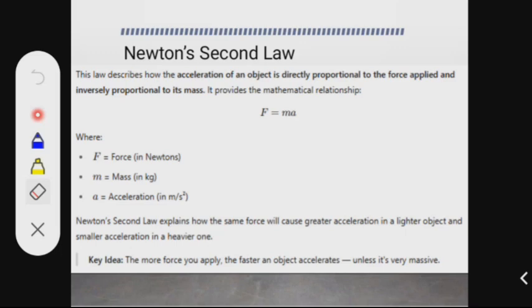Now this law explains how the same force will cause greater acceleration in a lighter object and smaller acceleration in a heavier one. What this sentence is saying is, from this formula, assuming our force is 10 and our mass is 2, our acceleration would be 5, because 2 times 5 is what gives us 10. Our acceleration will be 5.